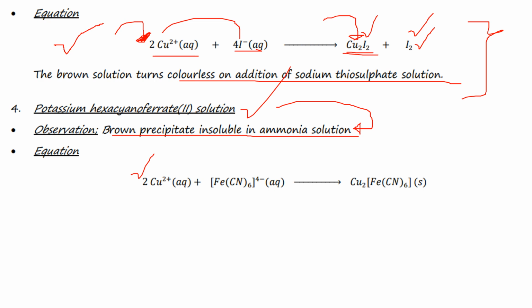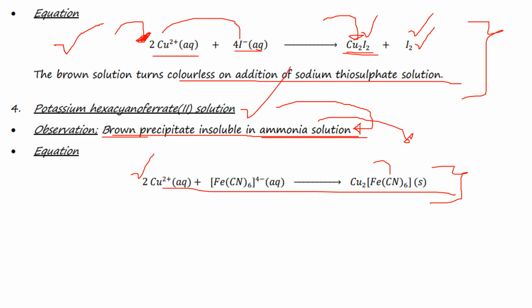For this one, it should be for your practical purposes: whenever you see a step telling you to add potassium hexacyanoferrate 2 solution, you need to understand that you are forming a brown precipitate which is insoluble in ammonia solution. So the equation for that, for those of you who can memorize, is the following, leading to the formation of this brown precipitate, which is in terms of a complex.